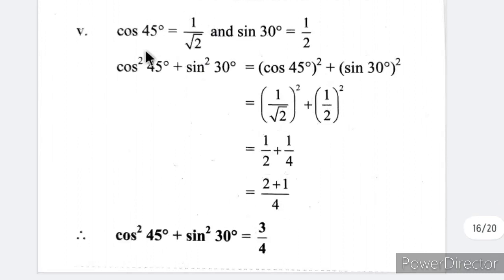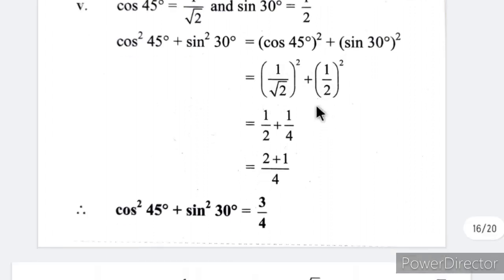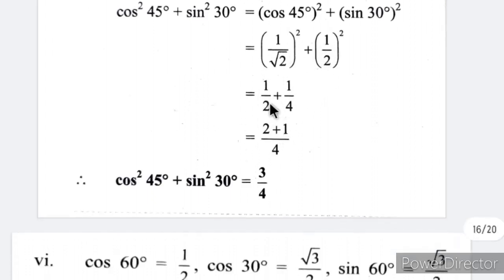Now the fifth one is cos square 45 degree plus sine square 30 degree. We have to find out this value. So we know that cos 45 degree is 1 upon root 2 and sine 30 degree is 1 upon 2. So we will replace, but here the square is also there. So first we will write it as cos 45 the whole square, and sine 30 degree the whole square, and between them plus. Now we will replace 1 upon root 2 the whole square plus 1 upon 2 the whole square, which will be equal to 1 square is 1, root 2 square is 2. Here 1 square is 1 and 2 square is 4. 1 upon 2 plus 1 upon 4.